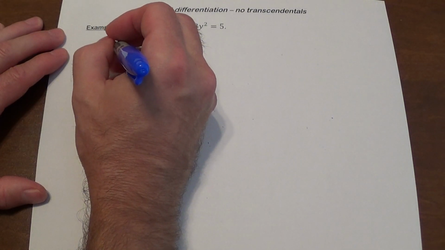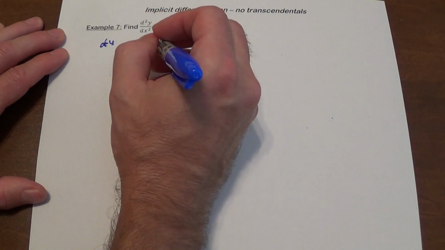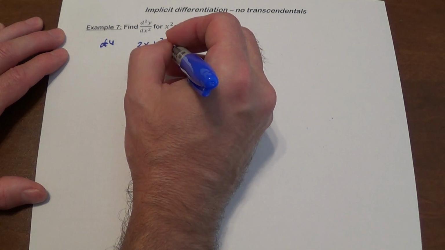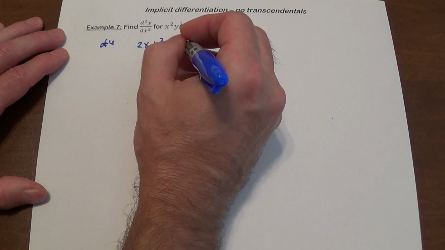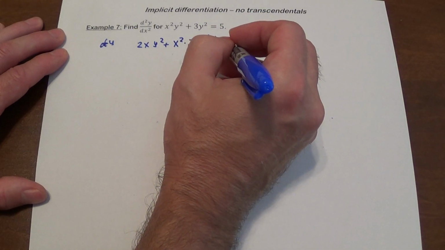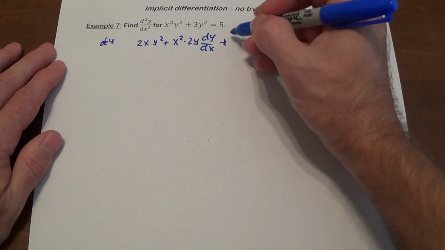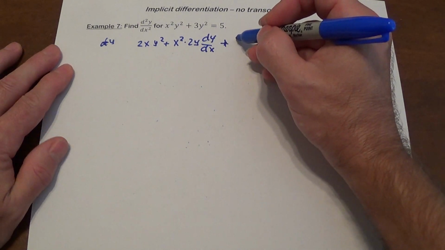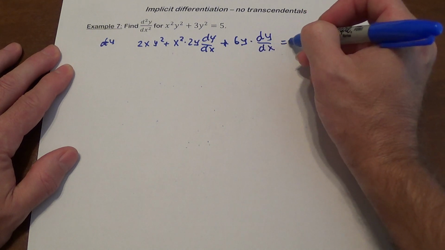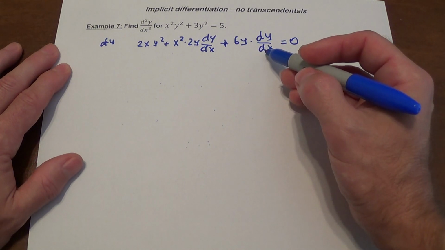So dy, well, first thing you need to do here is we need to differentiate this. So it's going to be 2x y squared plus x squared times 2y dy over dx. That's the derivative here using the product rule. Plus, the derivative here is going to be 6y times dy over dx equals 0. So every term that contains dy over dx is going to stay here.